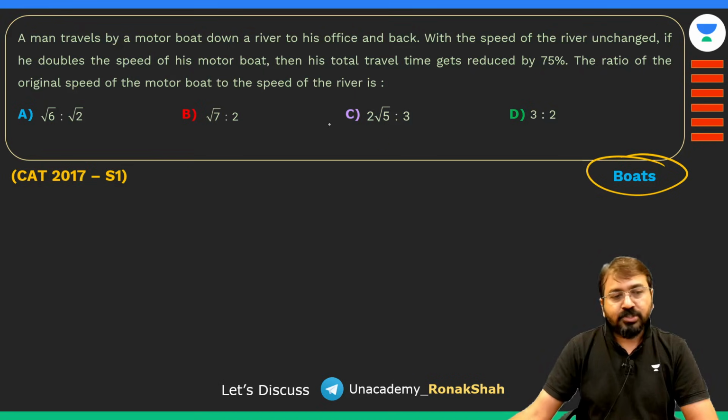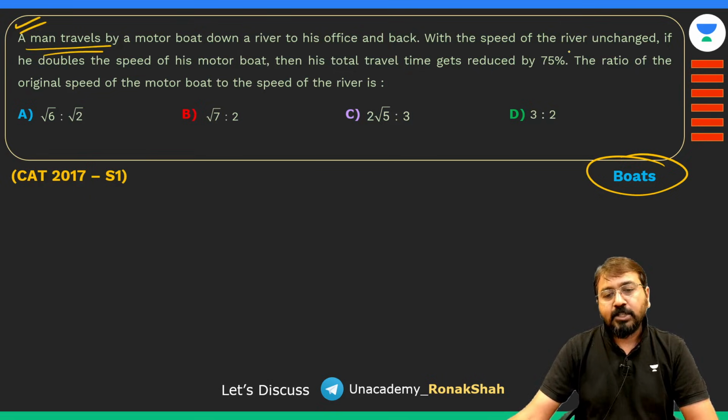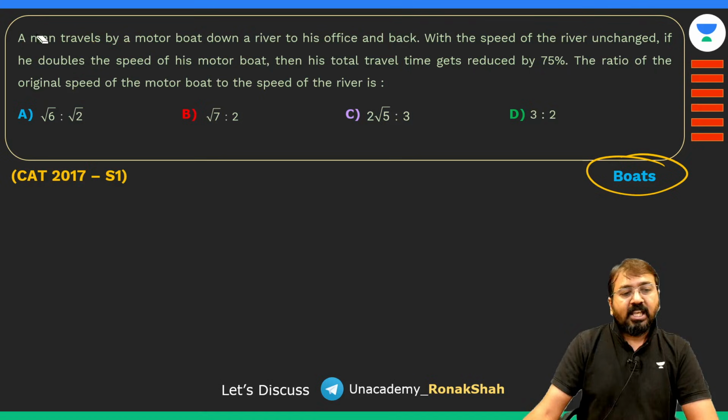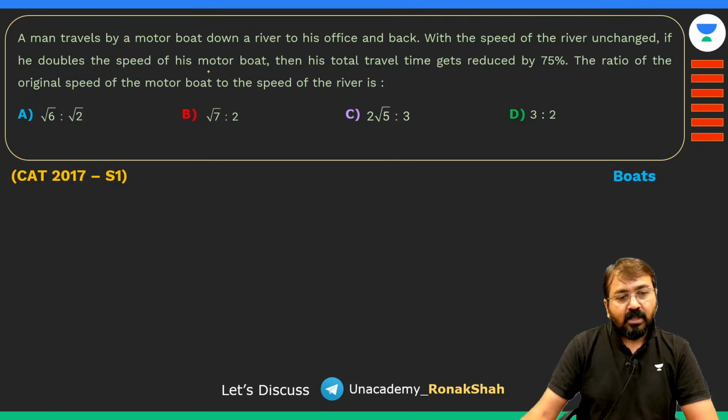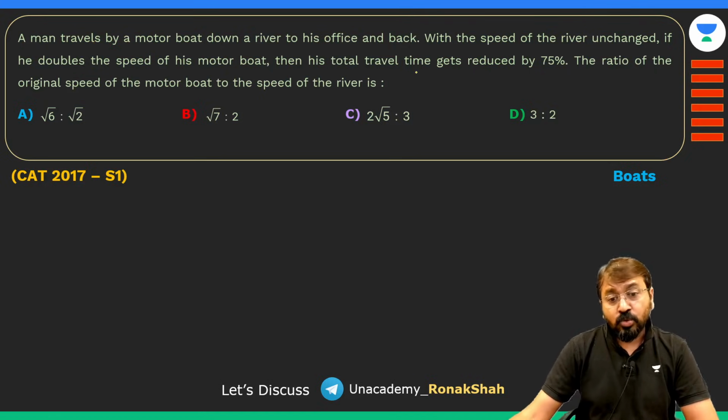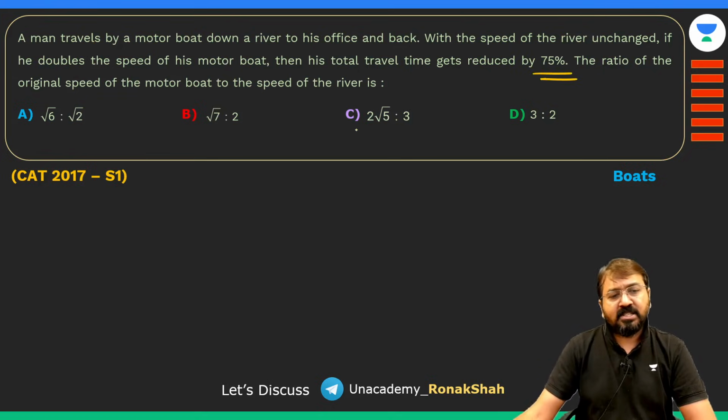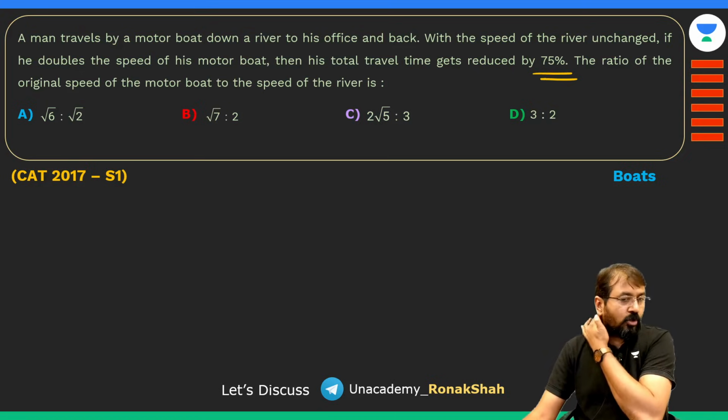This is based on boats. A man travels by a motorboat down a river to his office and back, with the speed of the river unchanged. If he doubles the speed of his motorboat, then his total travel time gets reduced by 75%. Find the ratio of the original speed of the motorboat to the speed of the river.